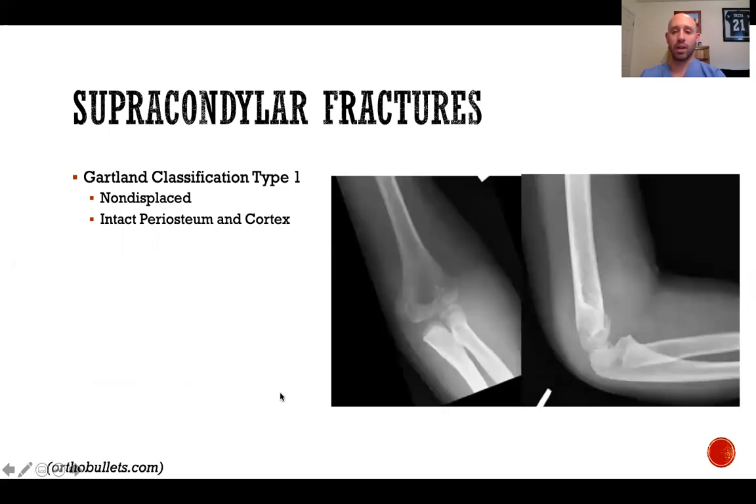So if we look at a radiograph, this is an AP and a lateral. You can see a line coming through here. And if you look on the lateral, you can see that line. And you see that the cortices are lined up. There's no deformity. It looks like a normal lateral of the distal humerus. So how do we treat these? It's going to be a long arm cast for about 3 to 4 weeks.